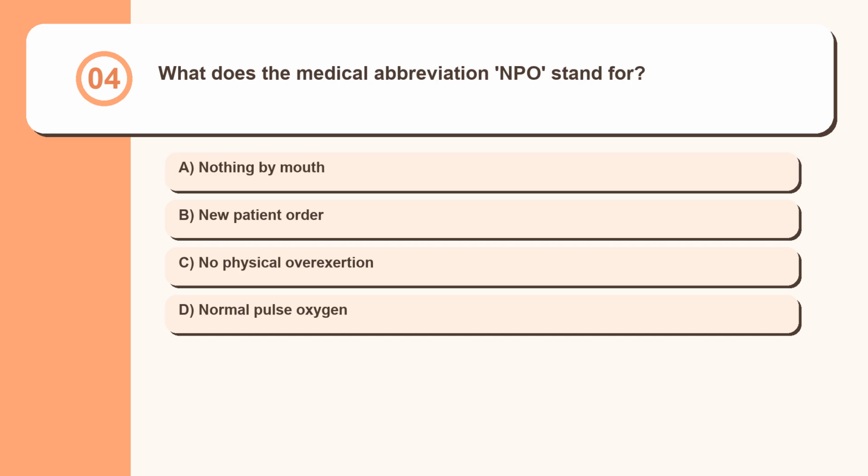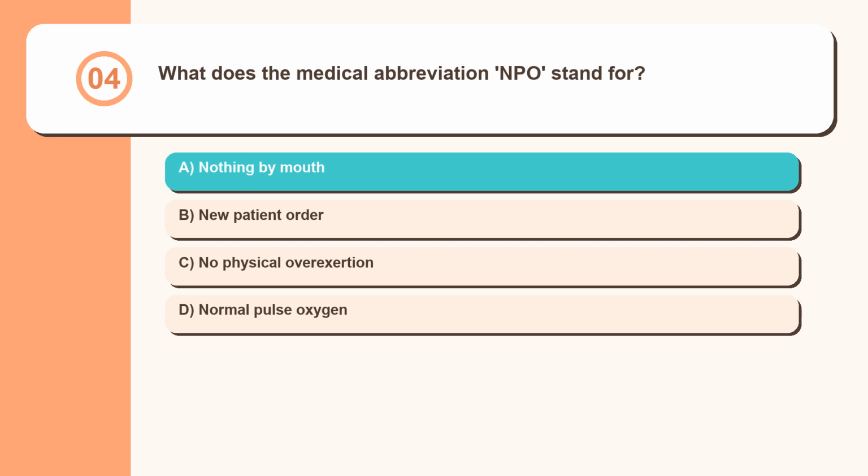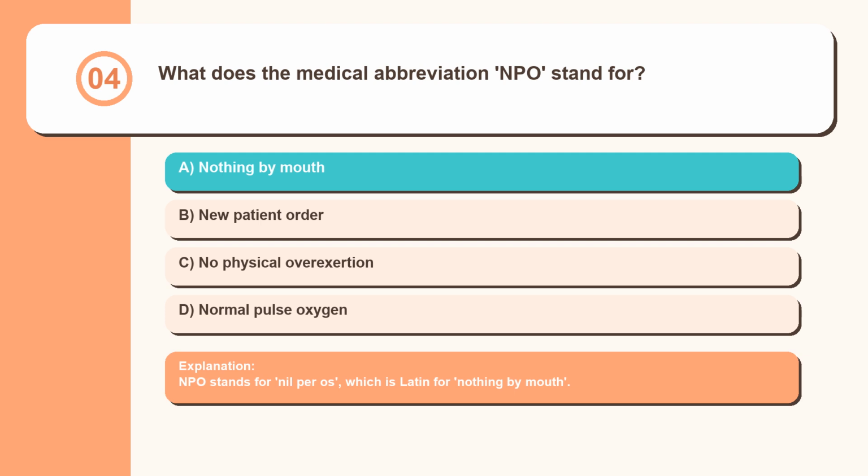Question 4. What does the medical abbreviation NPO stand for? Nothing by mouth, new patient order, no physical overexertion, normal pulse oxygen. NPO stands for nil per os, which is Latin for nothing by mouth.